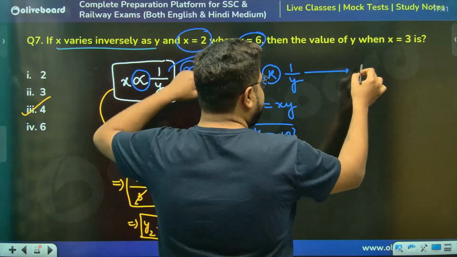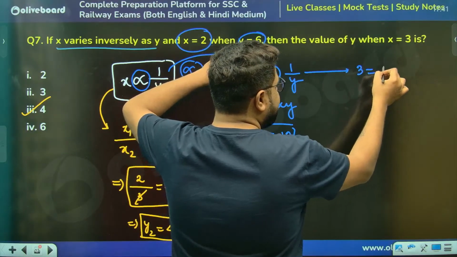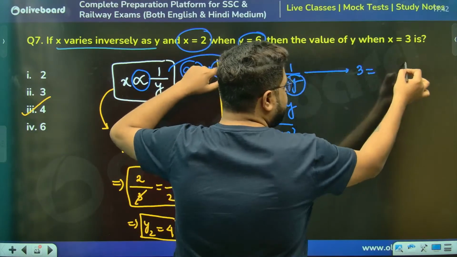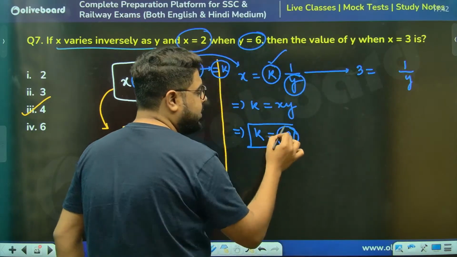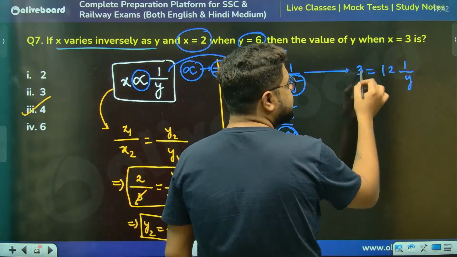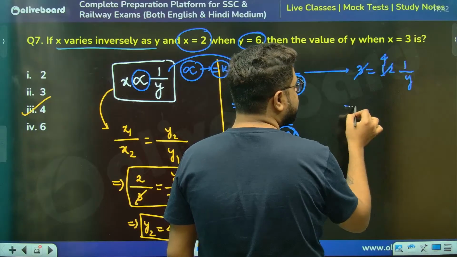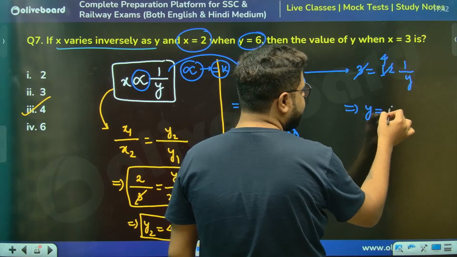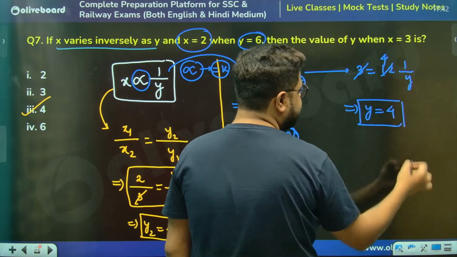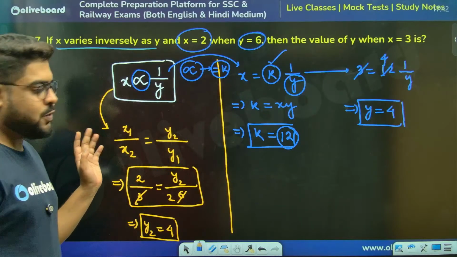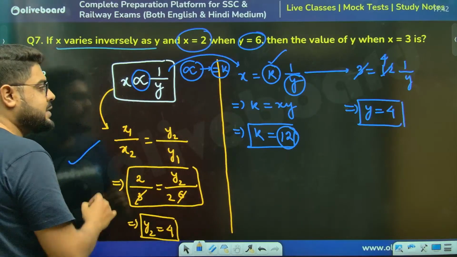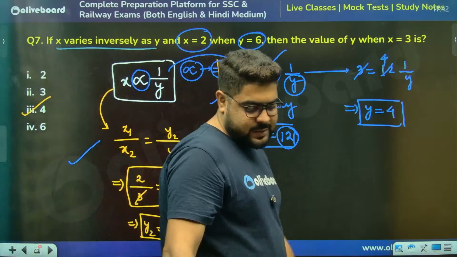I need the value of y when x is 3. I don't know the 1 by y value, I'll figure it out. k is constant, k I know, now it is 12. Done. This is 4. So the value of y is 4. This is also another way of solving. If you prefer this, go with this. If you prefer this, go with this.